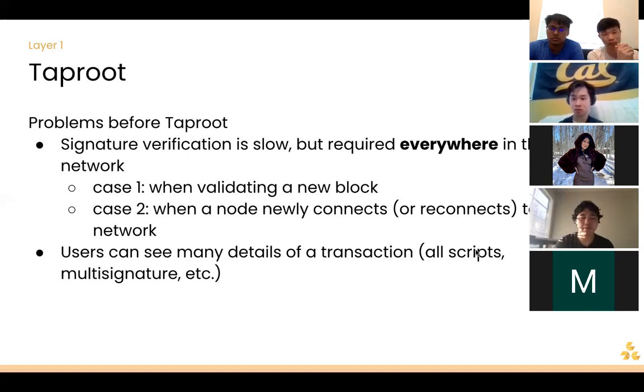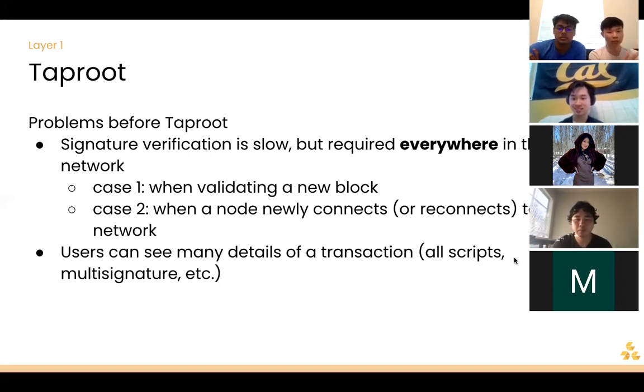The first case where we see a lot of signature verification is when new blocks are validated. When a miner is told about a bunch of transactions and wants to put these new transactions floating around the network into a block, the miner has to go through each transaction and verify the signature of each and every transaction before putting it into the block.